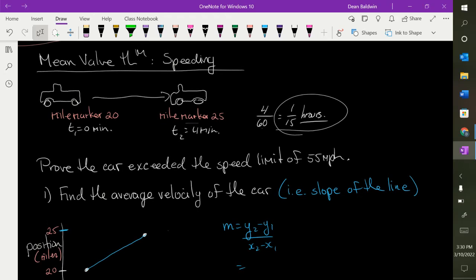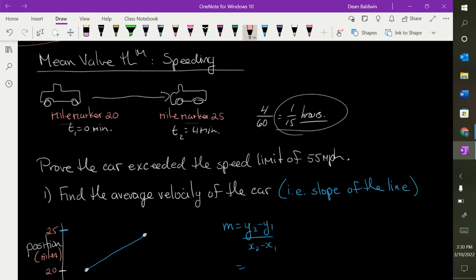Back to the mean value theorem speeding question. The way it's laid out in the book is confusing both me and JM. They give you the speeds, but forget the speeds, because they're kind of irrelevant for what we're doing here. You have to think of it this way.